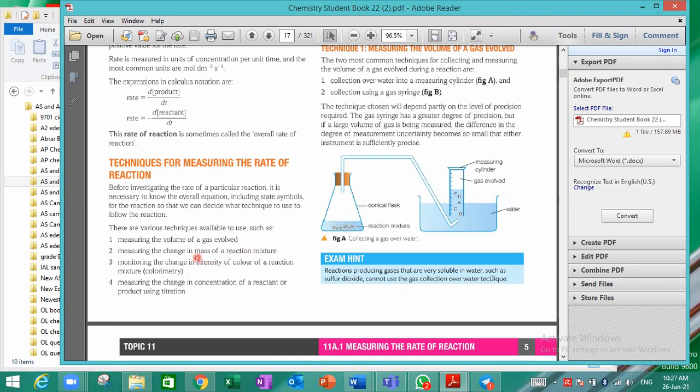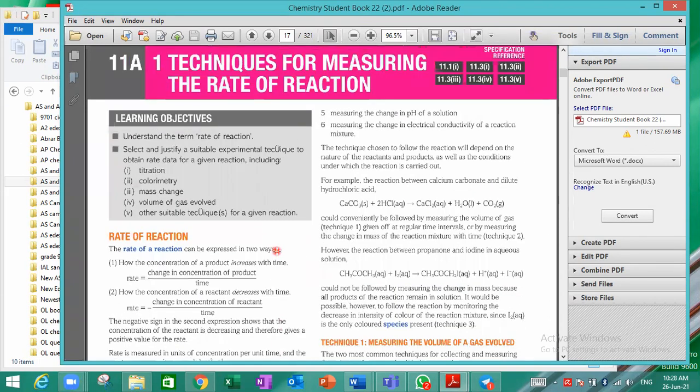Or if one of our reactants or one of our products has a color, then we can measure the rate of the reaction by measuring the intensity of the color by an instrument called a colorimeter, and we call this method colorimetry. Or else we measure the change in the concentration of a reactant or a product using titration. If one of our reactants is an acid, or one of our products is an acid or a base, we can do a titration to determine its concentration with time.